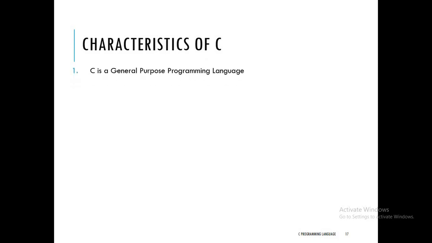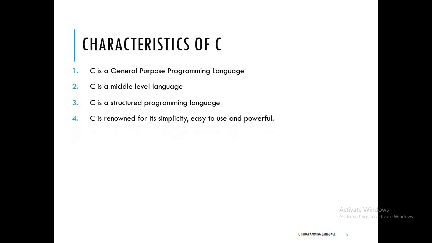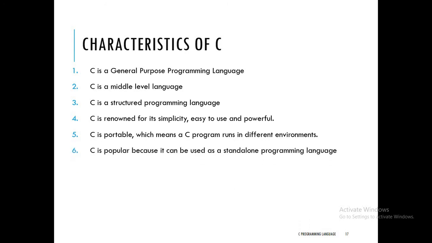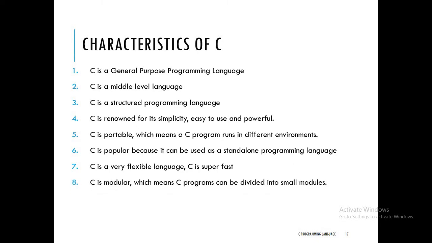C is a general purpose programming language. C is a middle level language. C is a structured programming language. C is renowned for its simplicity, easy to use and powerful. C is portable, which means a C program can run in different kinds of environments, which means different kinds of OS. C is popular because it can be used as a standalone programming language. C is a very flexible language. C is super fast. C is modular, which means a C program can be divided into small modules.